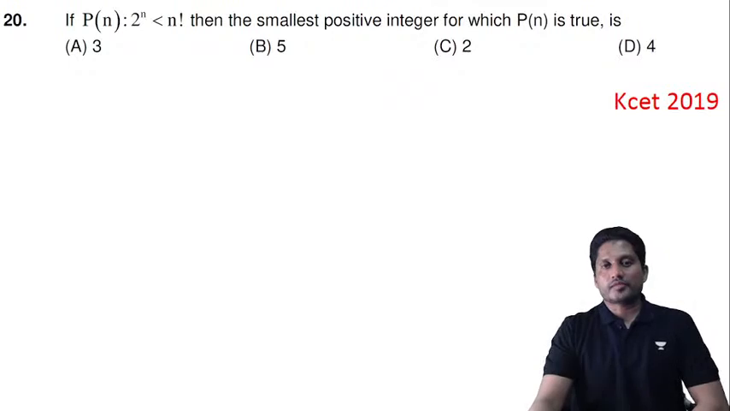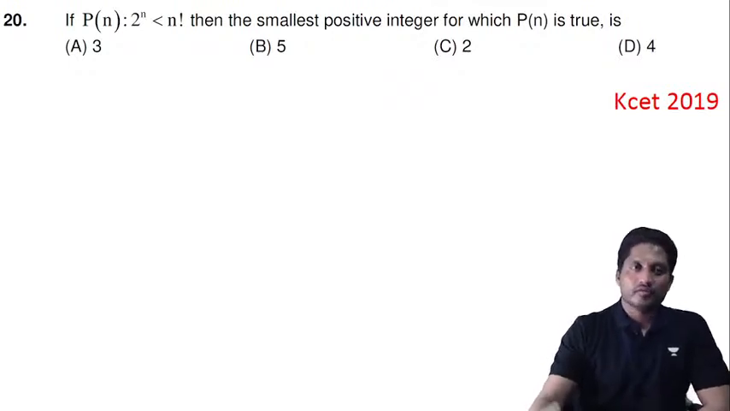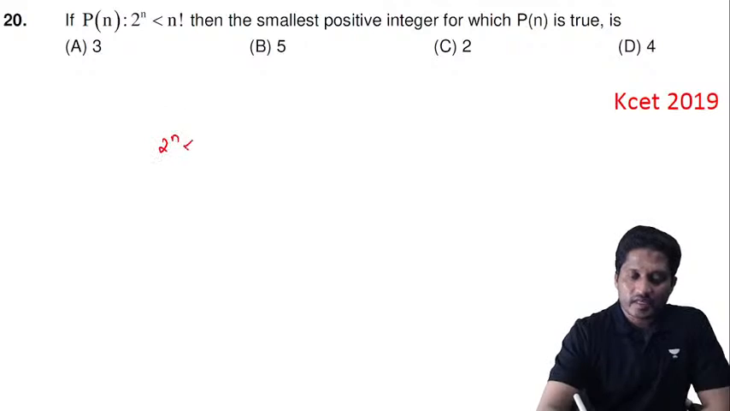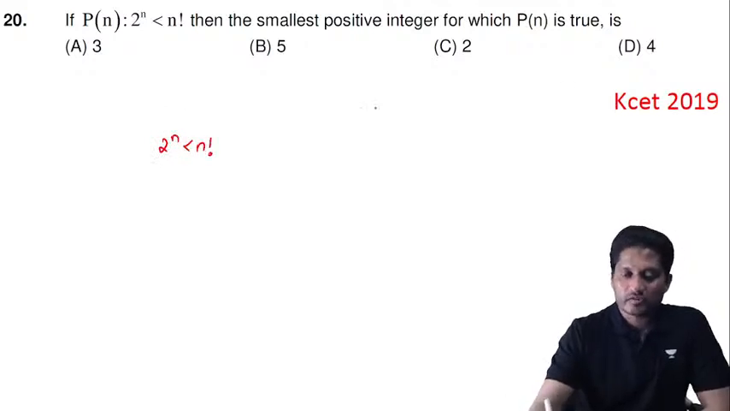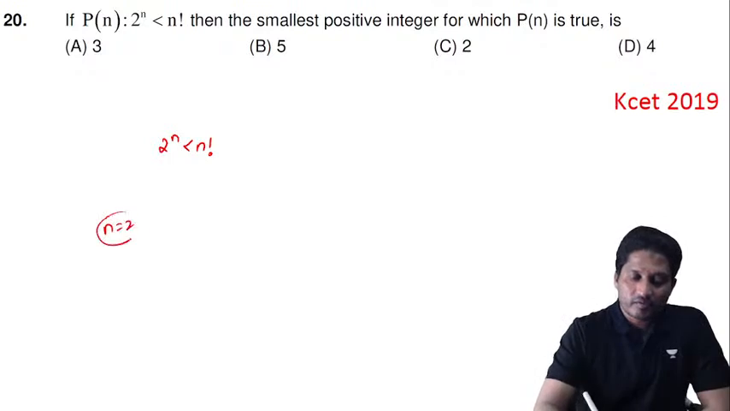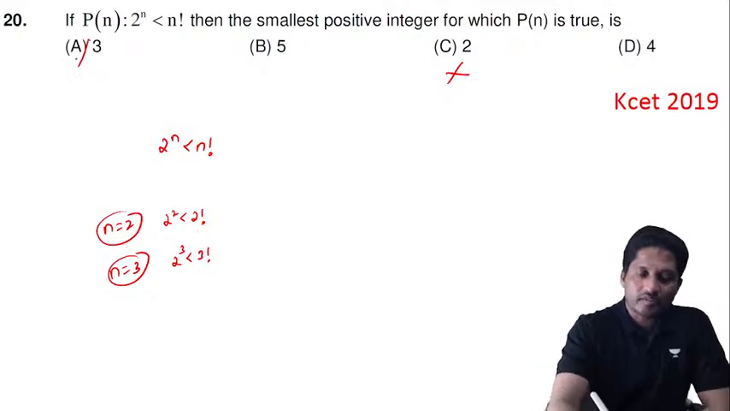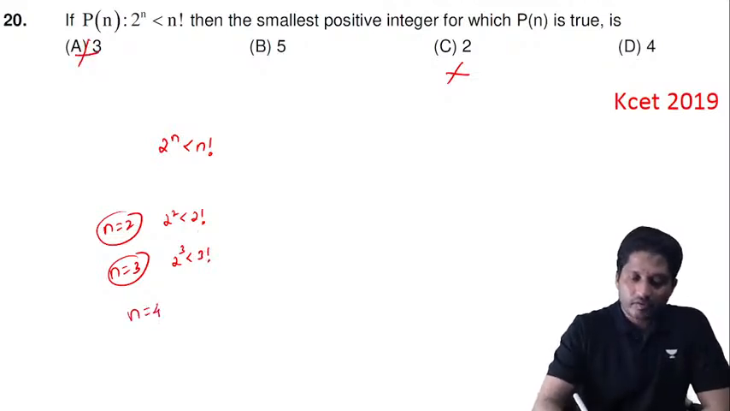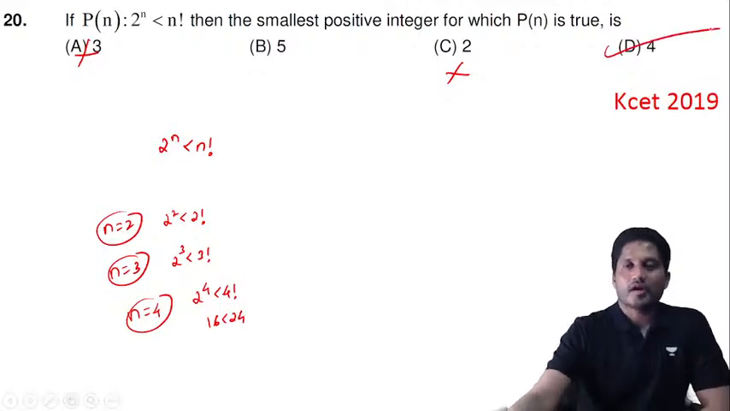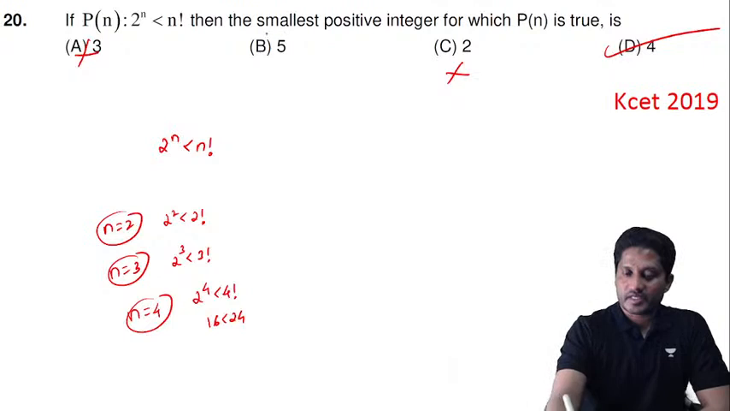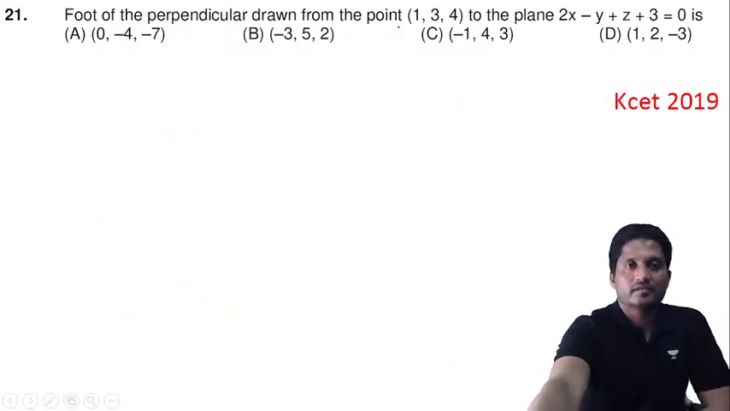The smallest positive integer for which P of n is true. See, 2 power n is less than n factorial, right? Least option here is 2 only. If I put n equal to 2, 2 square is less than 2 factorial, that is not possible. If you put n equal to 3, 2 cube is less than 3 factorial, that is not possible. If you put n equal to 4, 2 power 4 is less than 4 factorial. Correct, 16 is less than 24. Answer is option D. Even 5 will satisfy, but it's mentioned here least positive integer. So answer should be D.